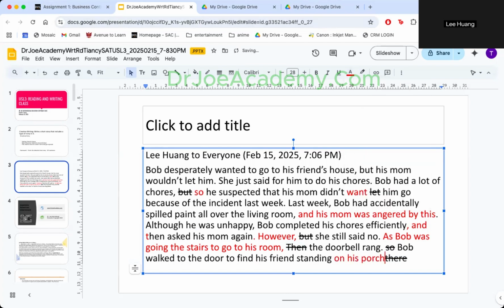Good job. So this is situational irony because Bob thought he wasn't going to see his friend today. He asked his mom, nothing was happening, and then eventually he got to see his friend. So that's good job. So now let's move on to reading.